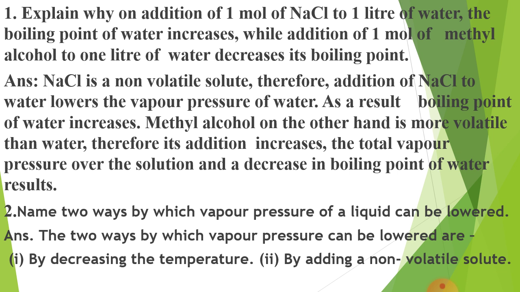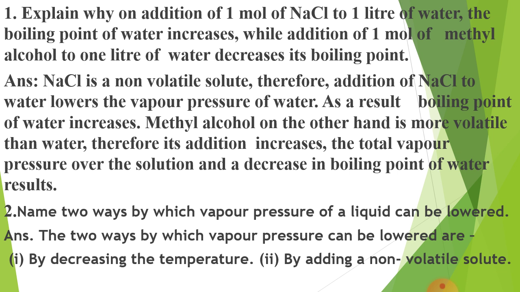Now the answer: NaCl is a non-volatile solute. Therefore, addition of NaCl to the water lowers the vapor pressure of water. As you know, the NaCl occupies some space on the surface of water in place of water surface. As a result, the boiling point of water increases. That means to boil the water, now more vapor has to be generated at a high temperature.